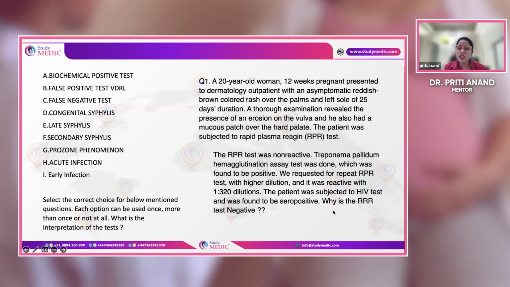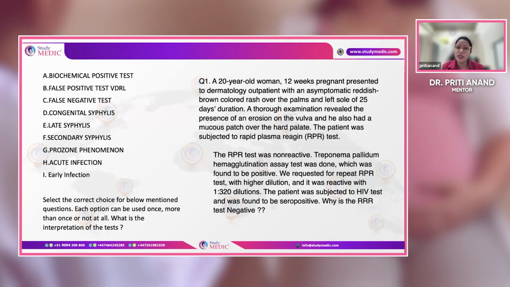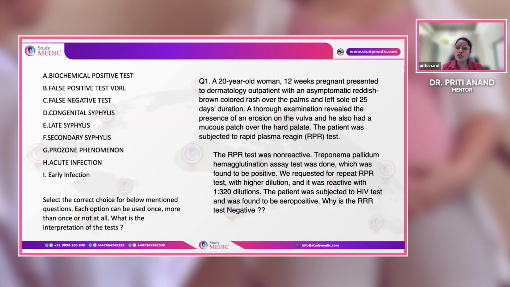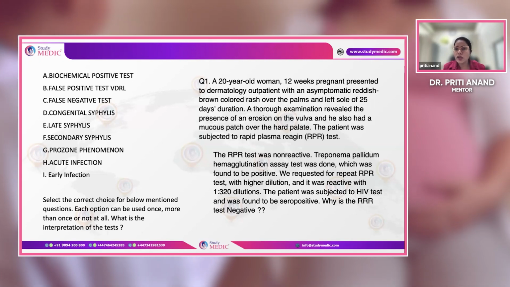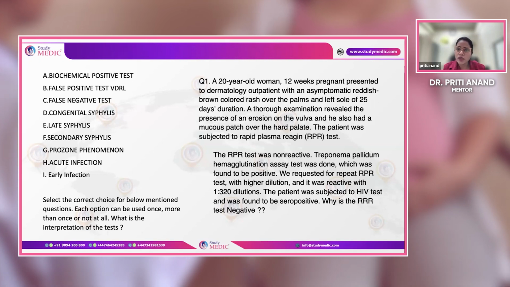So she's a 20 years old woman, 12 weeks pregnant. She has come to the dermatological department with an asymptomatic reddish brown rash over the palms and soles of 25 days duration. Thorough examination revealed the presence of an erosion on the vulva, also a mucosal patch on the hard palate. Her RPR test was done.